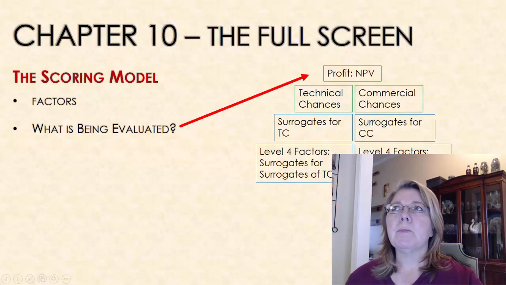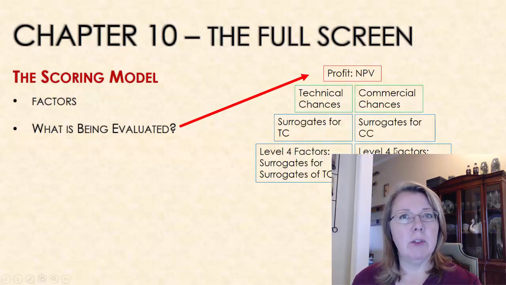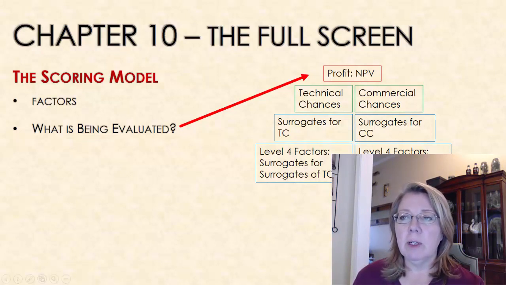We actually have to look at surrogates for those, and then surrogates for those. So for example, in the book, one of the surrogates here at level 3 would be, can you estimate your potential sales off of this new product concept? Well, you probably can't even estimate that, but you can look at other factors that would estimate what your sales might be. And so that's kind of where you're going with the full screen.